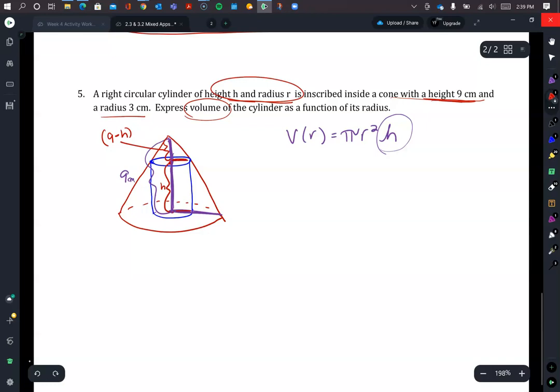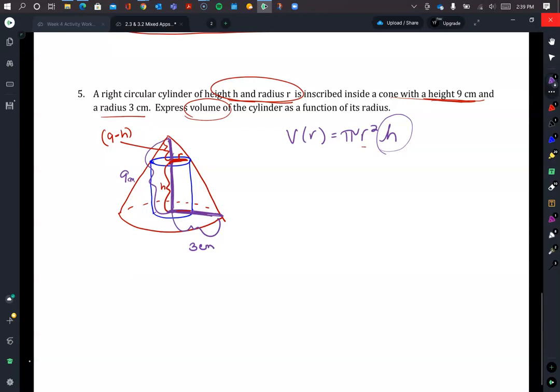This little radius here, I don't know, so I'm going to call that r. That's the radius of the cylinder that I need to get in terms of. So I'm going to label that r. I do know the radius of the cone, so that one is 3 centimeters. So what do I have to work with? I do have similar triangles here. That might help me set something up, right?